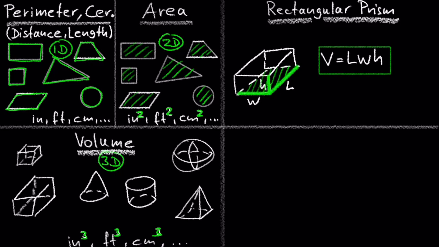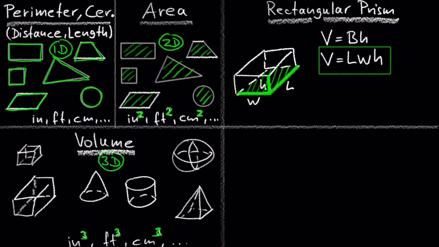So we can also write V equals B times H, where the capital B stands for the area of the base, which is just the area of this rectangle, and H is the side which stands perpendicular to the area. Maybe this sounds complicated, but it's very simple.